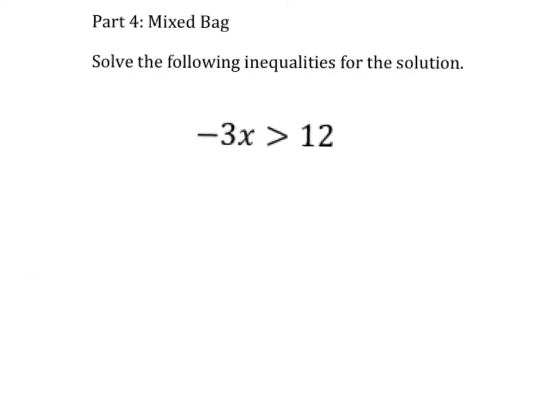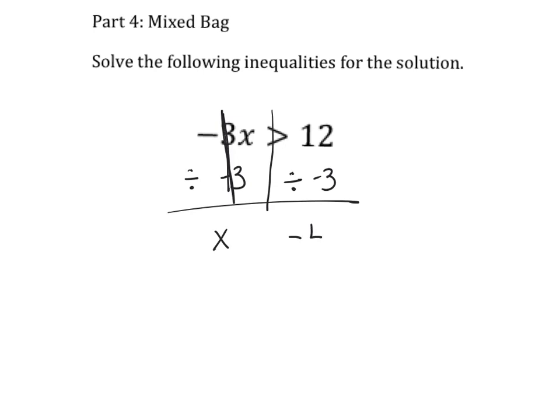Okay, now we are solving the following inequalities for the solution. The one thing to remember about solving these inequalities is if you multiply or divide by a negative, we have to flip the sign. So first thing I want you to do is draw your line to separate the two sides. So this is -3 times x, so we are going to divide by -3 and divide by -3. -3 divided by -3 is a 1, so I have 1x, and we don't need to put the 1 in front because it's understood. And then positive 12 divided by -3 gives me a -4.